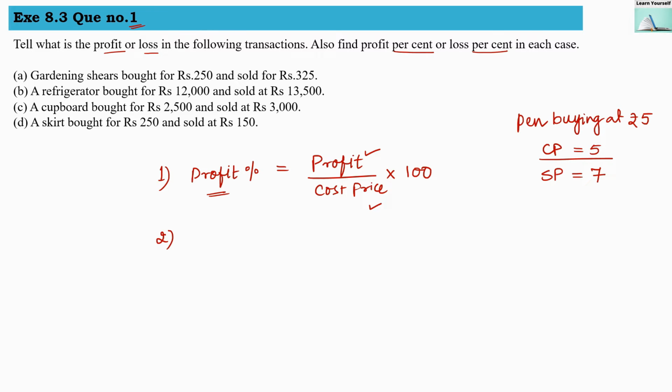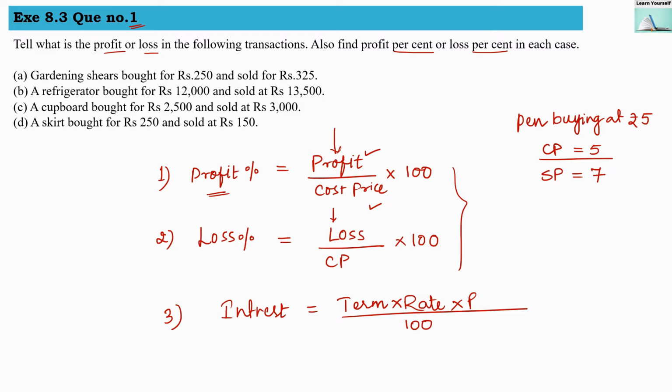Second formula is this, that we can find out loss percentage, and that we can find out with loss divided by cost price CP in multiplication with 100. So both of these formulas are same. You have to replace here profit with loss. Rest all terms will remain same.